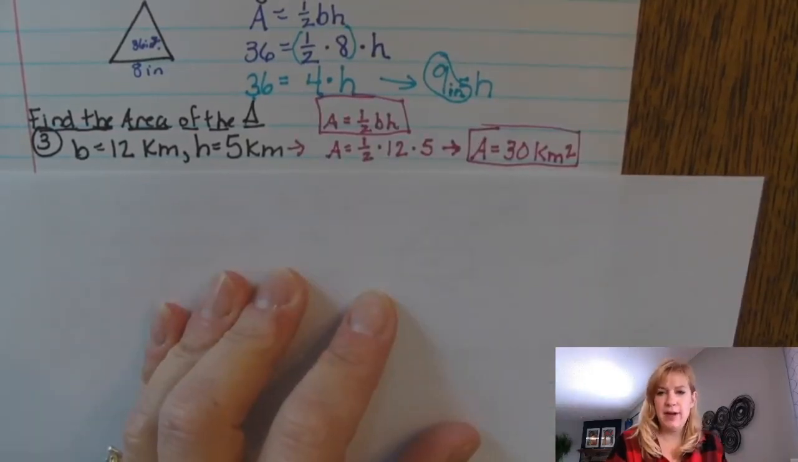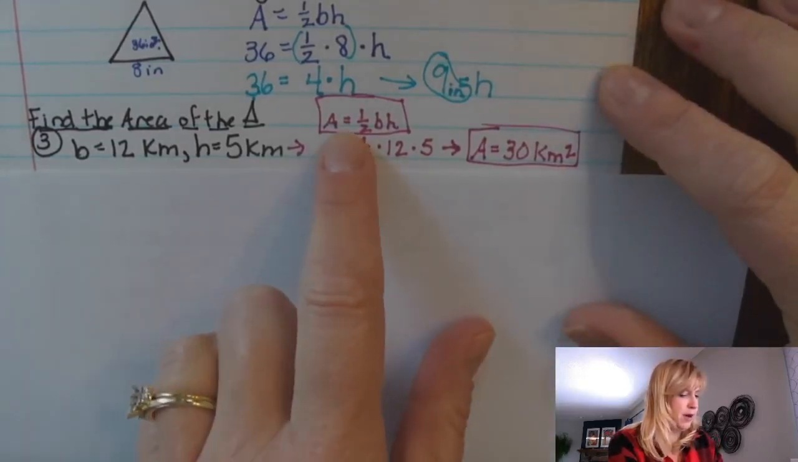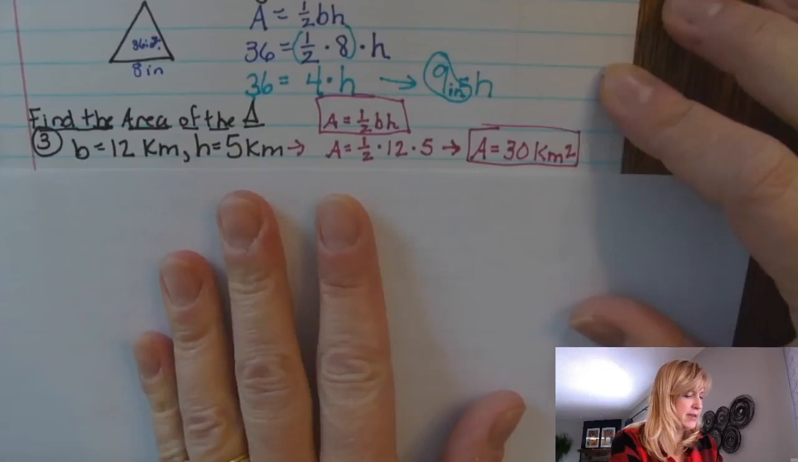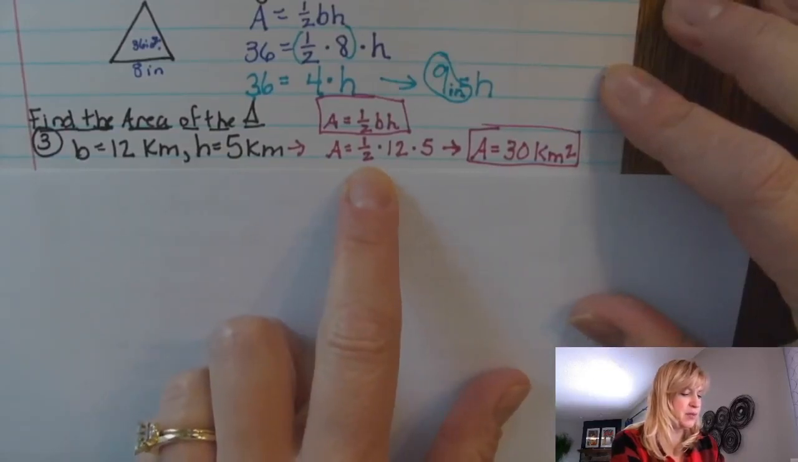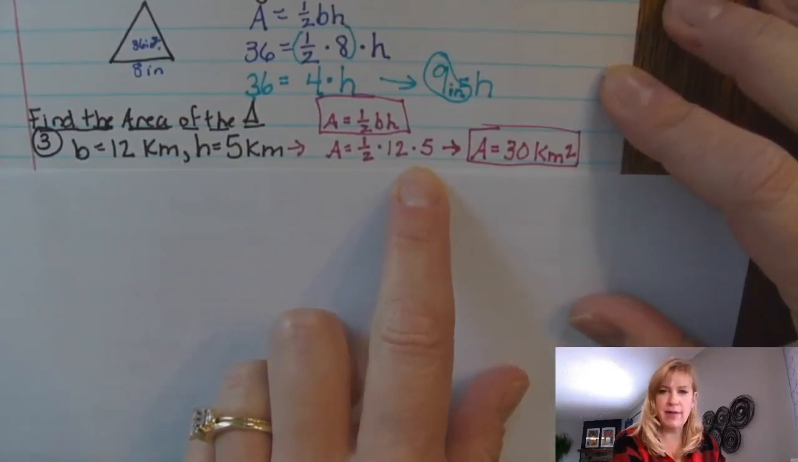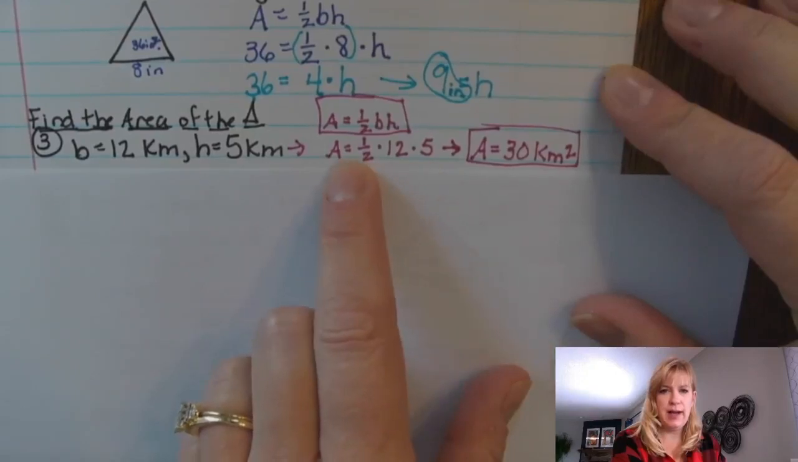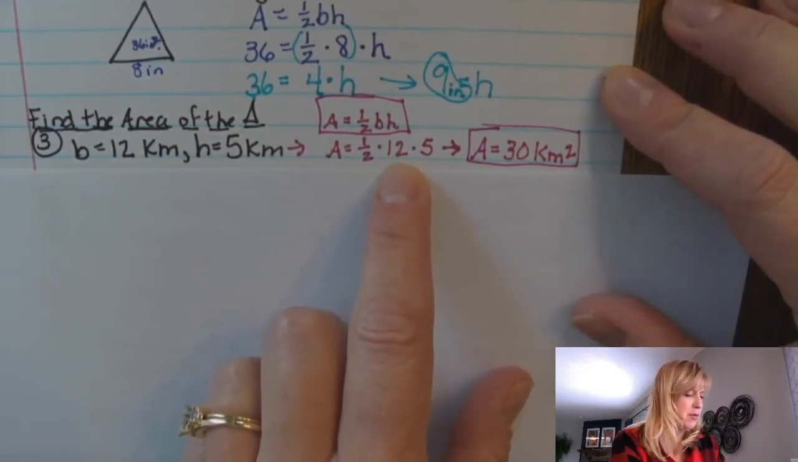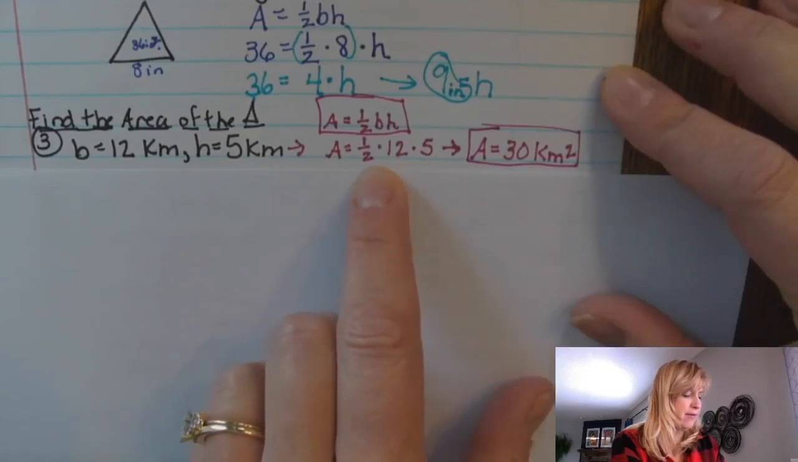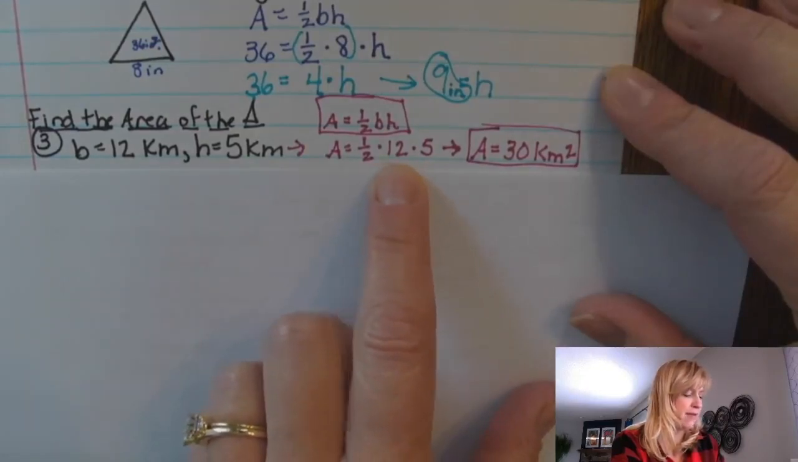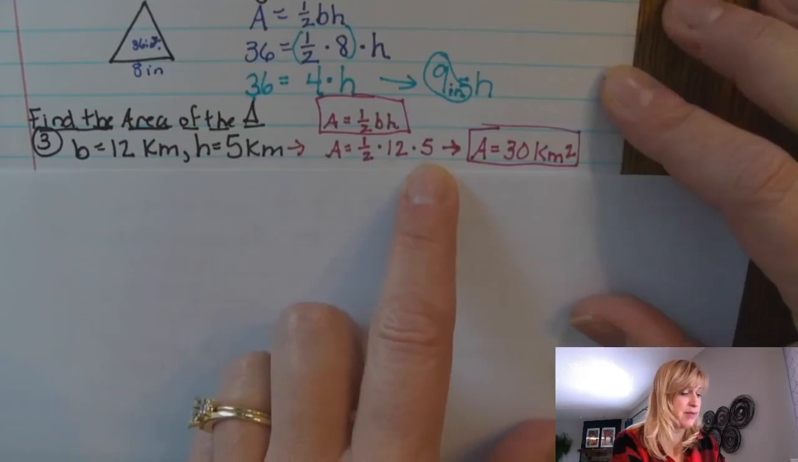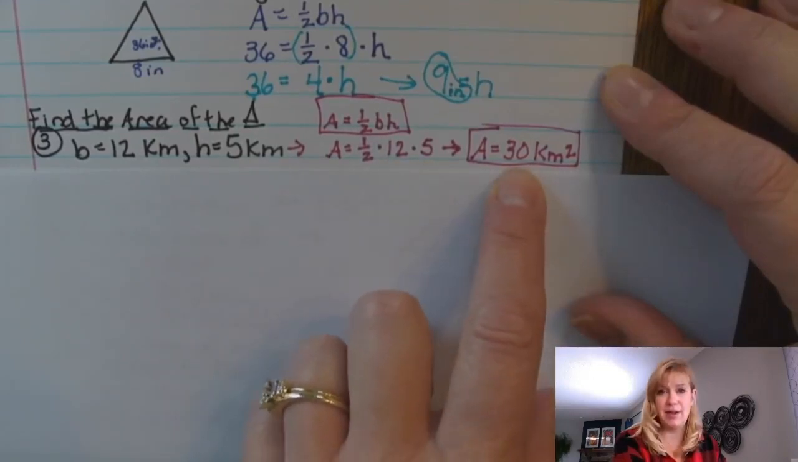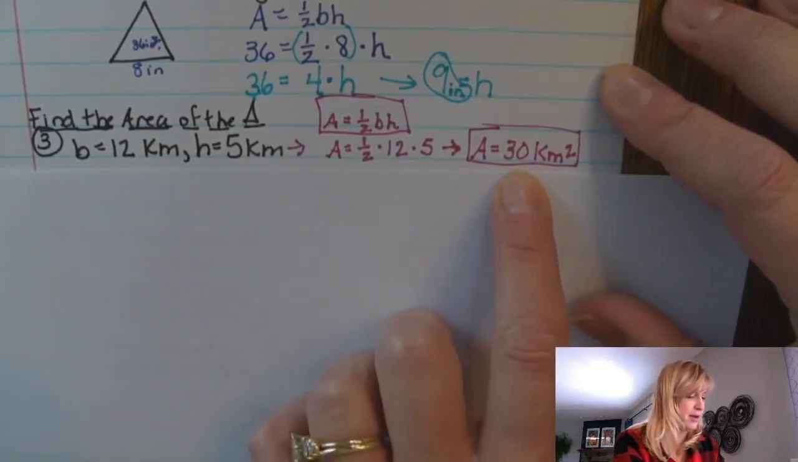Okay, so the very first one, I have written the formula up here. I have substituted right here, area equals 1/2 times 12 times 5, and when I multiply all those together, you can do them in any order. You can do 12 times 5 is 60, and half of that is 30, or you can do 1/2 times 12 is 6, times 5 is 30. Either way, you get to 30 kilometers squared.